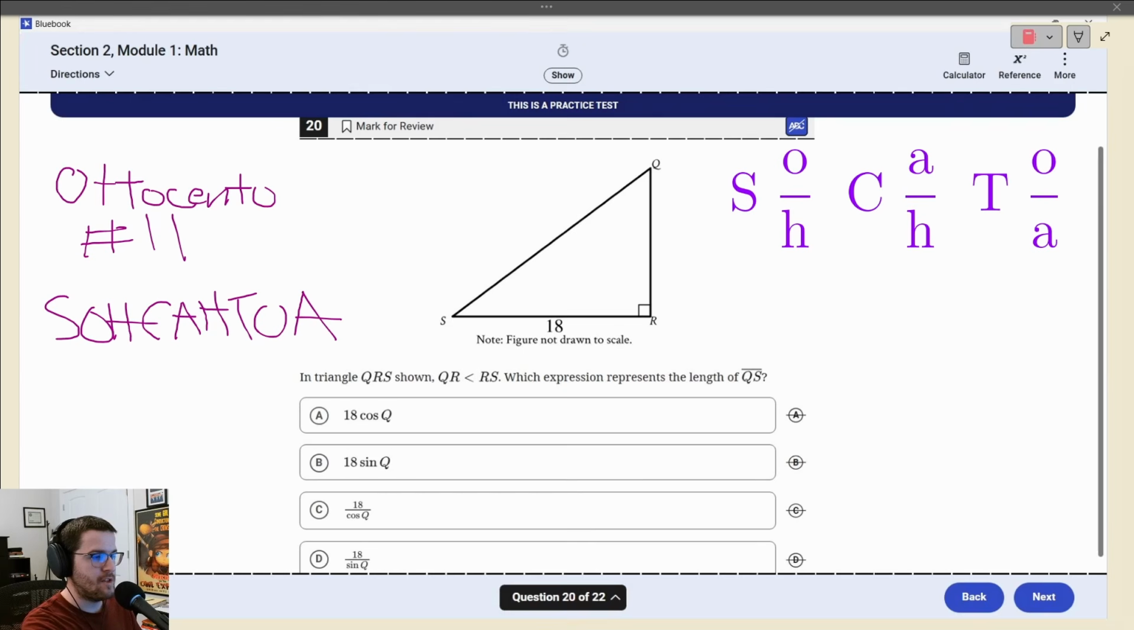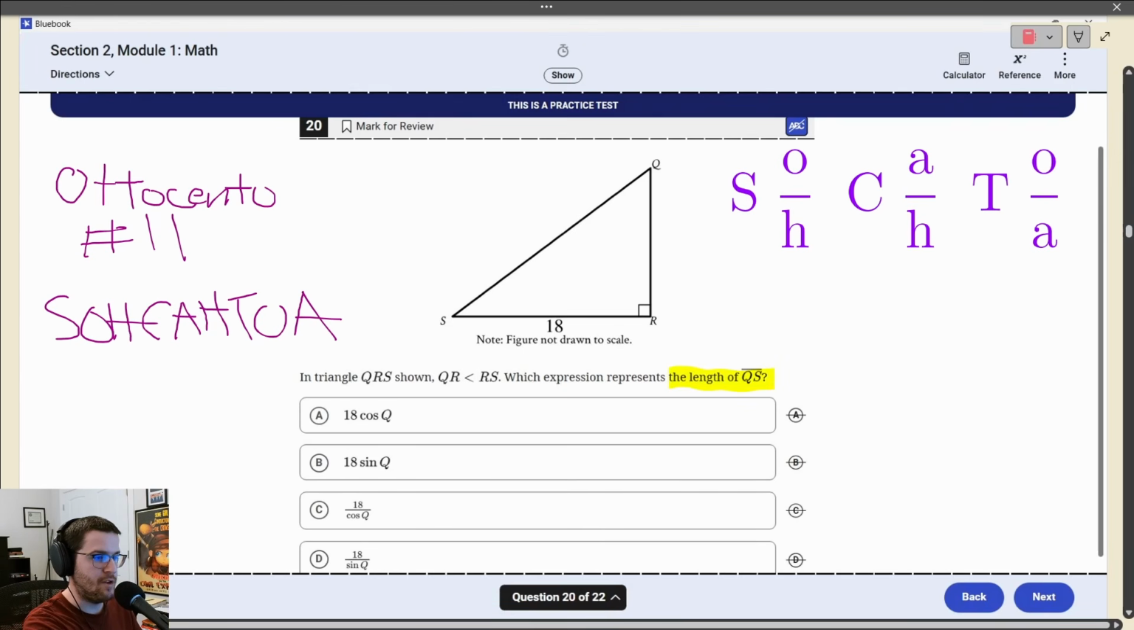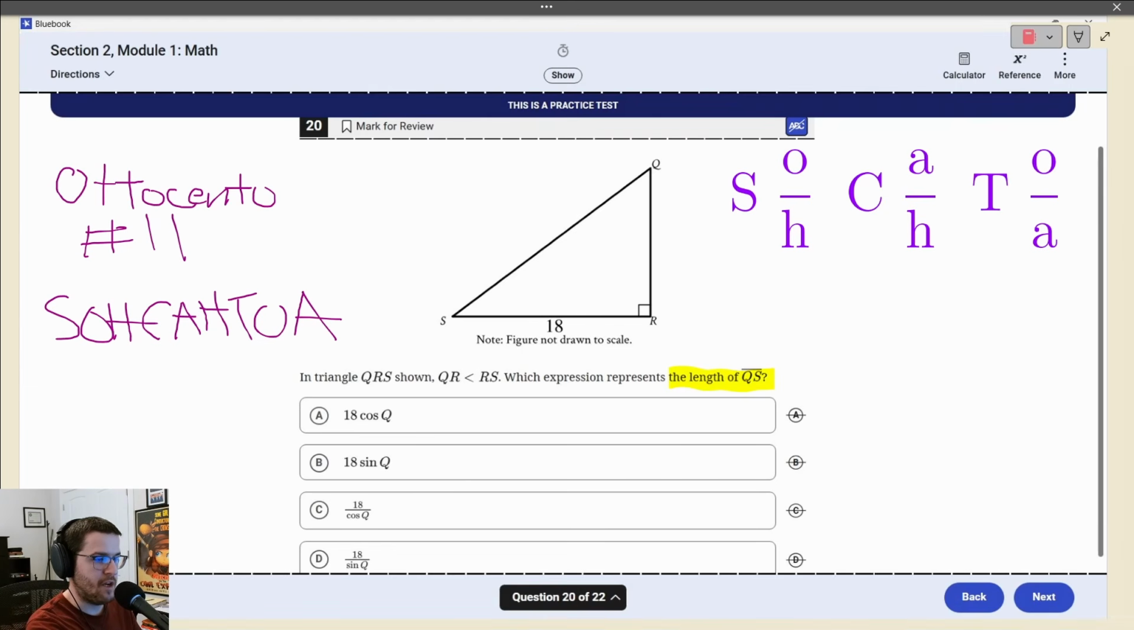Okay, so the first thing I'm going to do, it says, what is the length of QS? Always, always, always, whatever you're trying to solve for, just add that to the picture. So I'm going to put an X here next to QS. All right. Now, this is the really tricky part. Which angle do we use? They don't really tell us in the question, right? Do we use Q or do we use S?